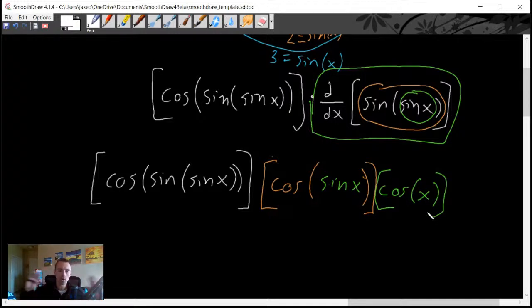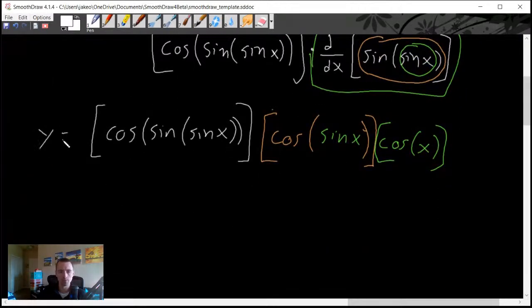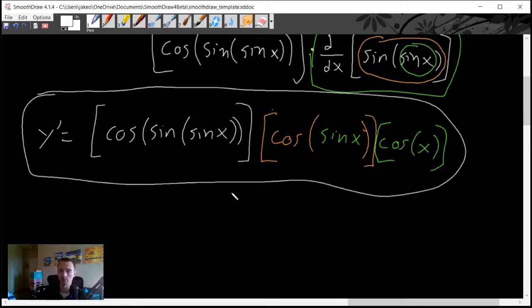So you're basically just starting with the outermost function and working your way in one function at a time. And each time, you leave all the functions that are more inside of that layer alone. So hopefully that clears that up a little bit. But this is going to be now our y prime.